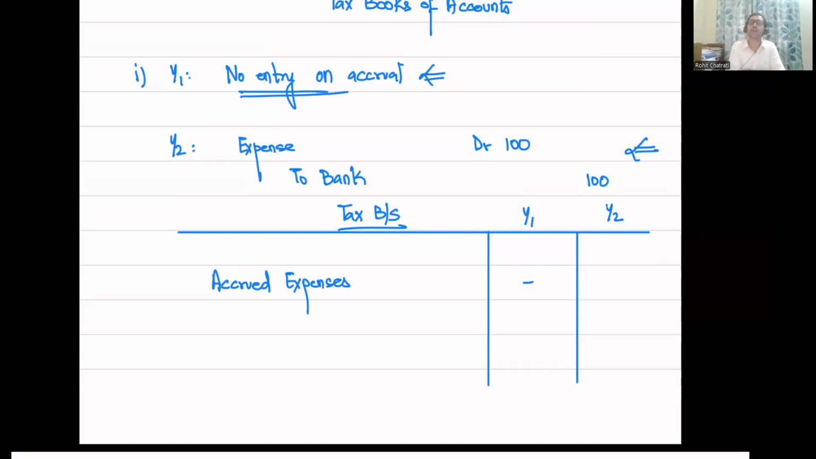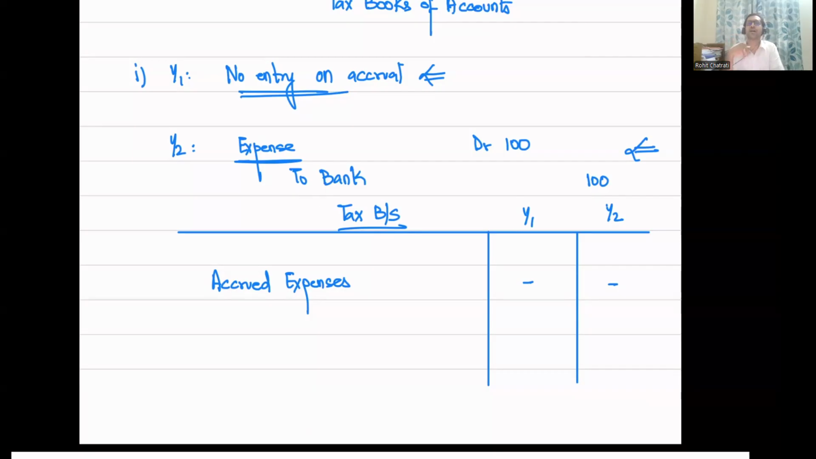I did not recognize this expense on an accrual basis. Therefore, my tax balance sheet will have a zero outstanding liability. In the second year also, it's going to be zero because when I paid, the journal entry was directly expense account debit to bank account. There is no impact to accrued expenses. Therefore, at the end of the second year also, my accrued expenses is going to be zero as per my tax balance sheet.